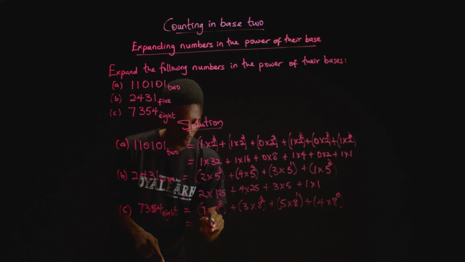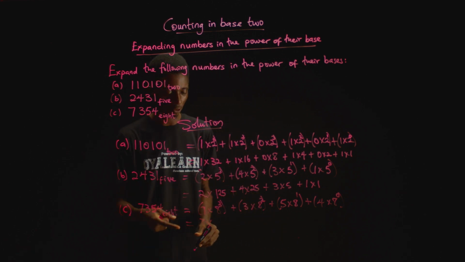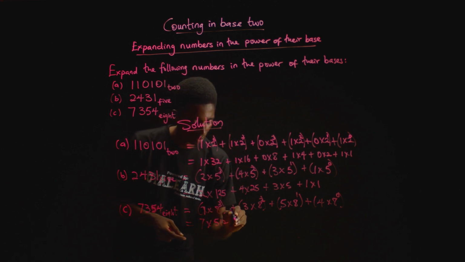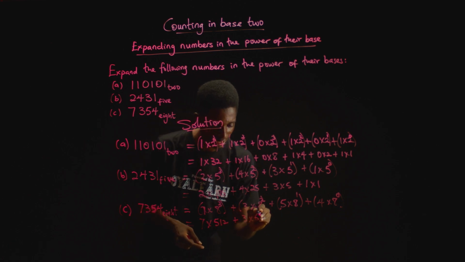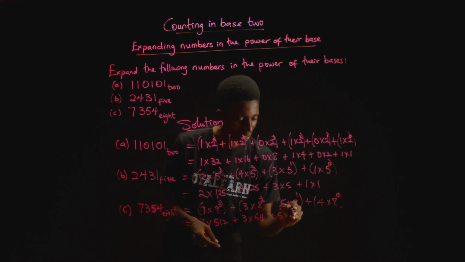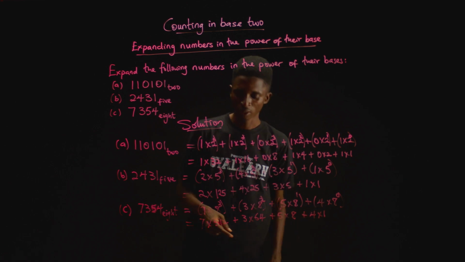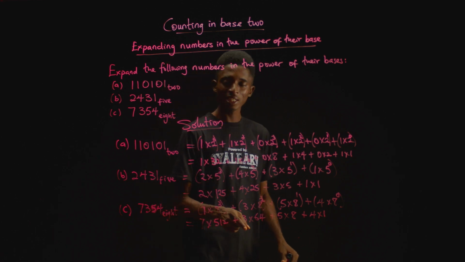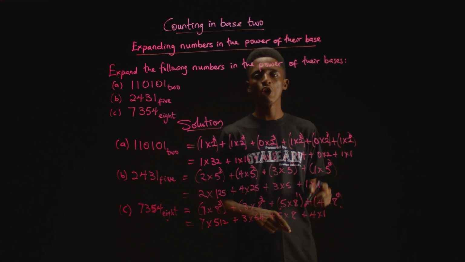We have 7 multiplied by, now 8 times 8 is 64, times 8, and then we have 512, plus 3 times 8 times 8, and that is 64, plus 5 times 8, plus 4 times 1. This implies we have 7 512s, 3 64s, 5 8s, and 4 units.